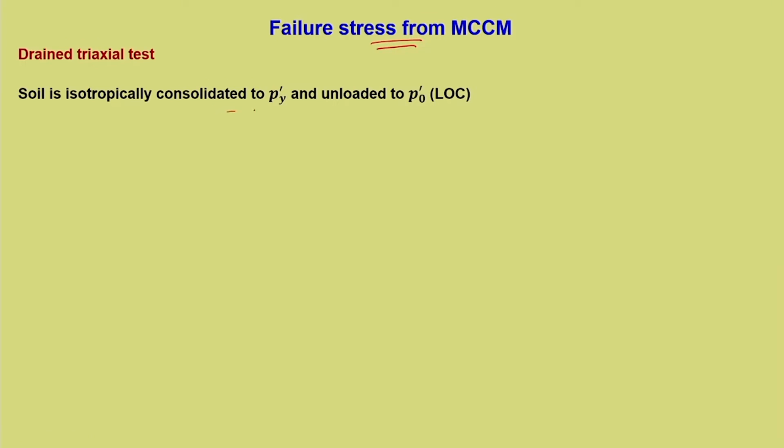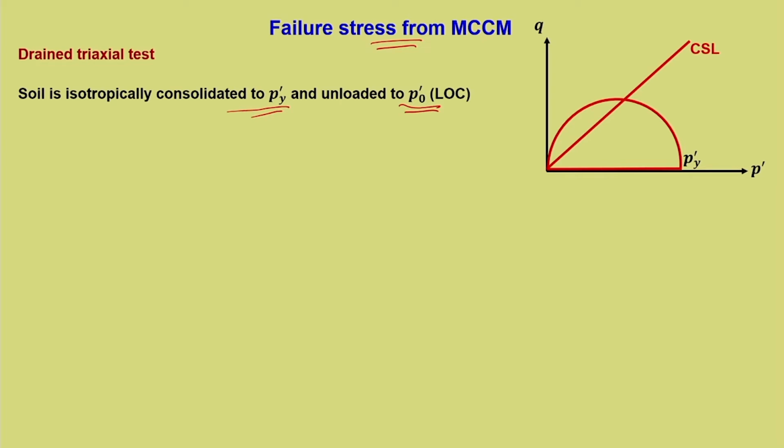Again, soil is isotropically consolidated to P dash y, unloaded to P naught dash. Let us consider a case of LOC in general. So, we have P dash y, we have defined the yield curve corresponding to P dash y and critical state line, and then P naught dash. Up to here there is no need for discussion. Whatever is needed we have discussed till our last lecture. Now it is only summing up. So please follow the previous lectures very properly, so that we will be a bit fast in this lecture, and hence you will be able to pick up further.